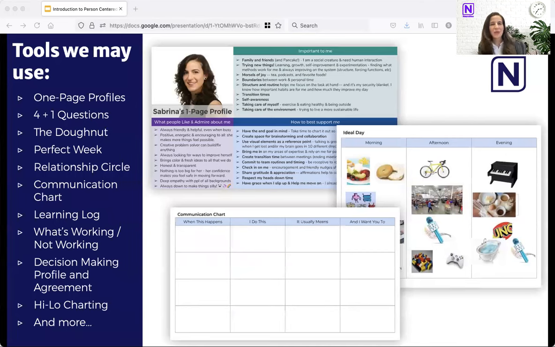Some tools that we may use. There are a lot of different tools that we can use in the person-centered planning process, but during our discovery meeting, we'll work together to figure out which activities will best reach your unique goals. There's no need to worry about what these different tools are or what they look like. This is just to show you that there are a lot of options and your plan will be customized to what you need.